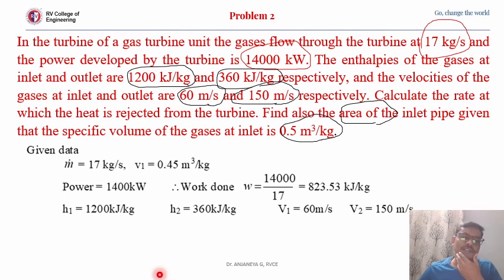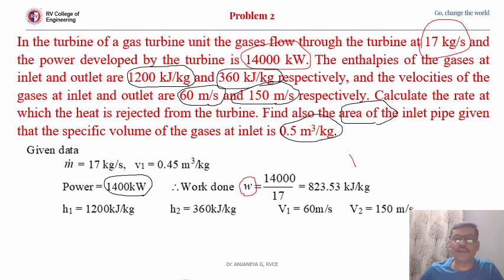Given the specific volume of the gases at the inlet is 0.5 meter cube per kg. So let me just write the given data. Mass rate is 17 kg per second. Specific volume at the inlet is 0.45 meter cube per kg. Since in this problem he has given power, I am converting power in terms of work. It's very simple.